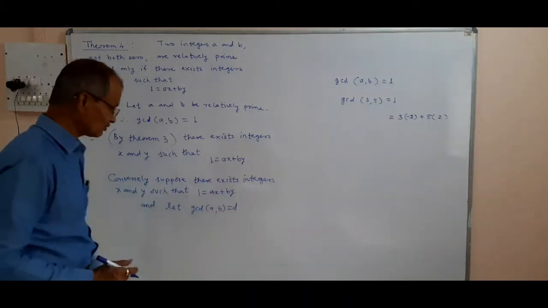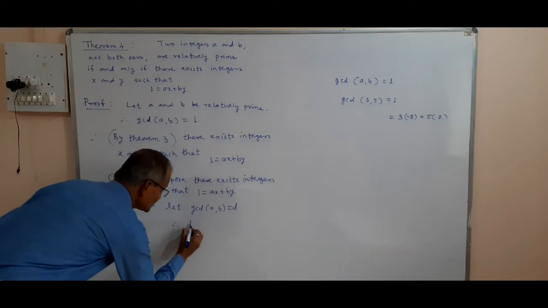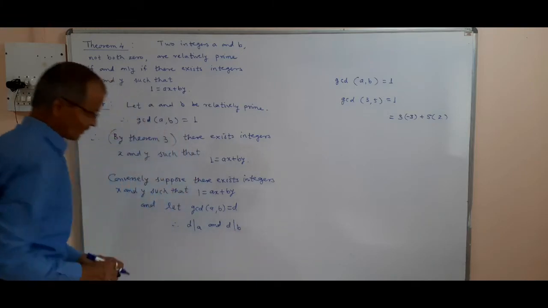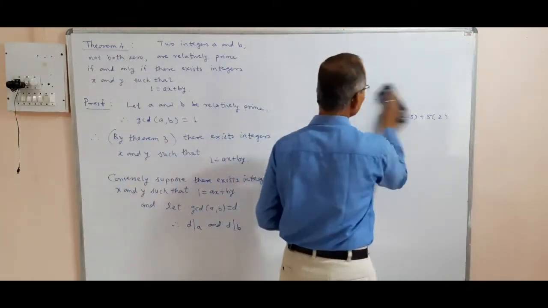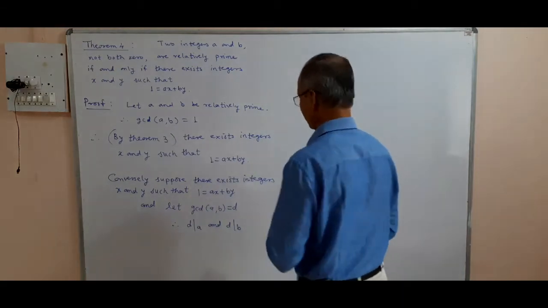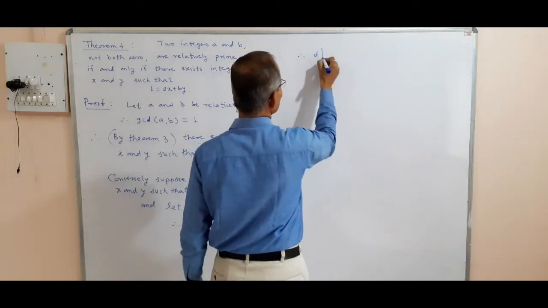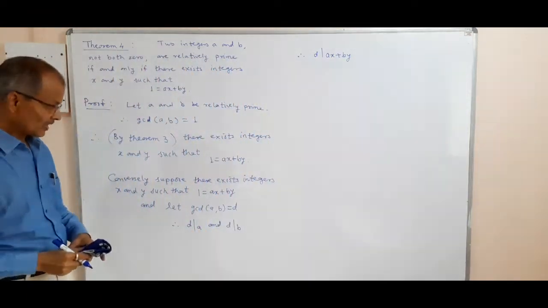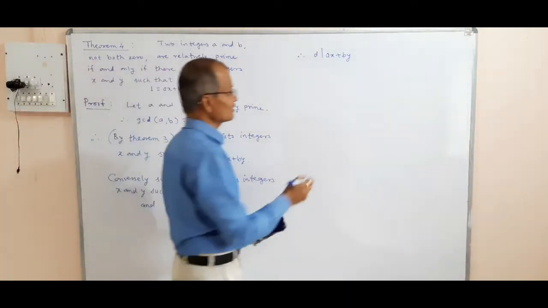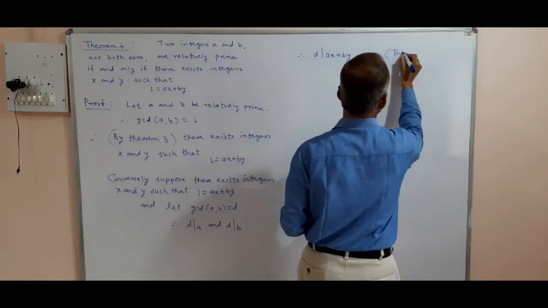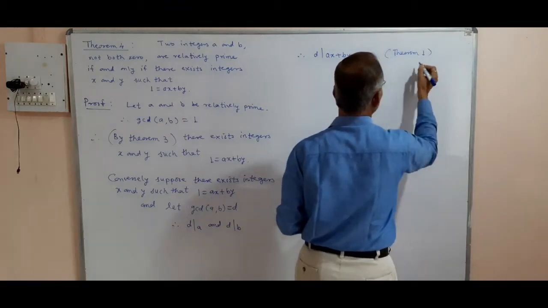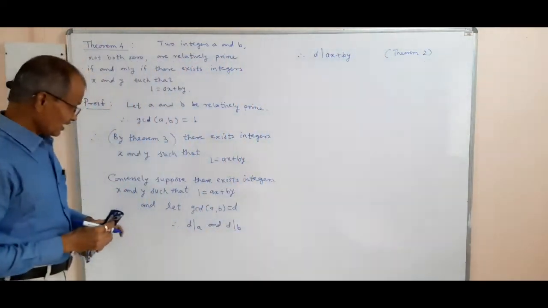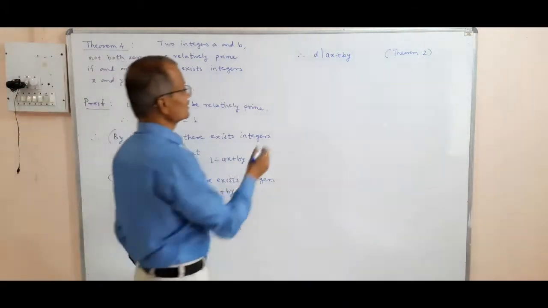Now GCD of a and b is equal to d. What this implies: d is a common divisor, so d divides a and d divides b. And if d divides a and d divides b, d divides the combination of a and b. So therefore this implies d divides ax plus by, whatever x and y may be. This is by theorem 2. And if d divides ax plus by, but ax plus by is 1, so this gives d divides 1.